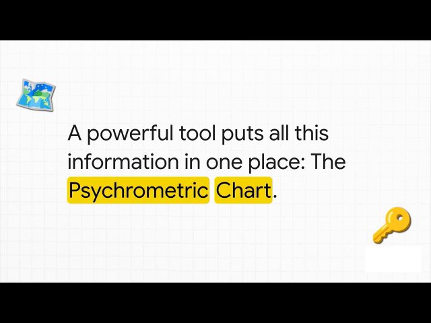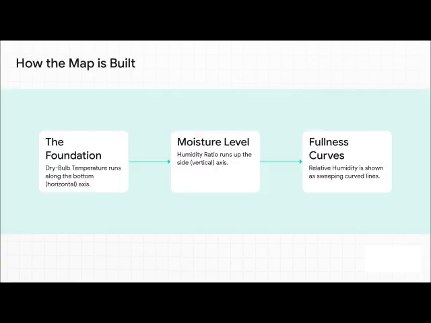Now, at first glance, it looks crazy complicated, but trust me, it's actually an amazingly elegant way to decode all the air's secrets. Let's just break it down real quick. Think of it like a graph. The foundation, that horizontal line along the bottom, that's our dry bulb temperature. The vertical axis, climbing up the side, tracks the actual amount of moisture. And all those sweeping curves that arch across the chart, those are the lines for relative humidity. They show us how full the air is.